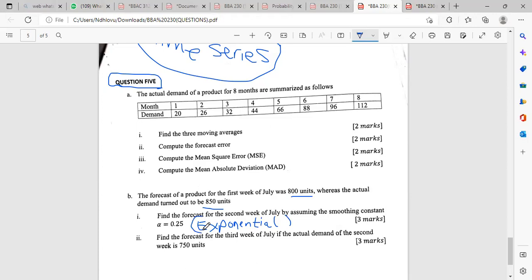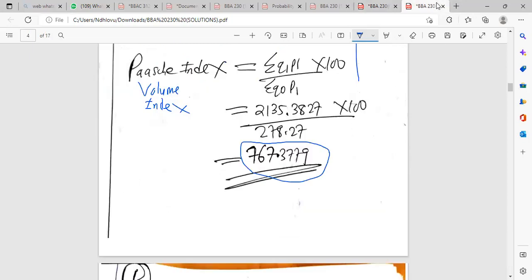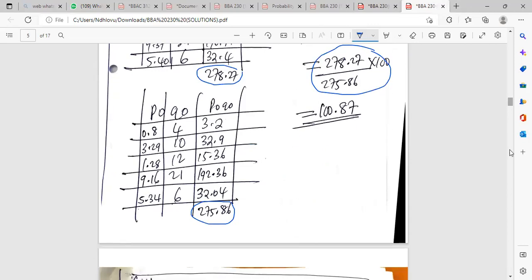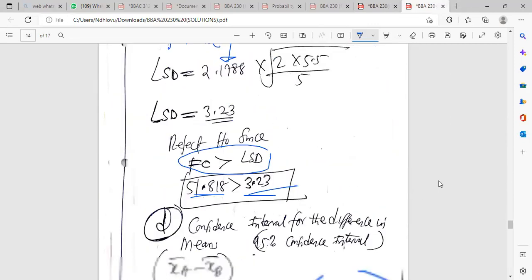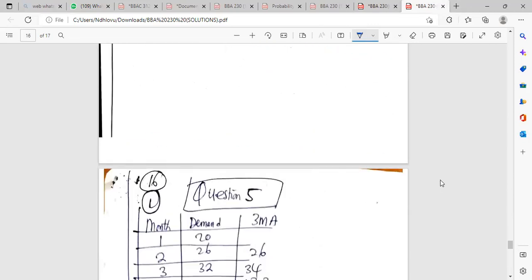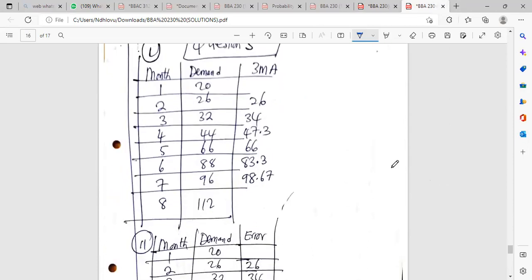All right, so find the three moving average, compute the forecast error, then compute the mean square error, then getting down to computation of mean absolute deviation, and all that. So we can now get into the solutions right about now. So we have this one. Okay, so question 5, we have the three moving average.